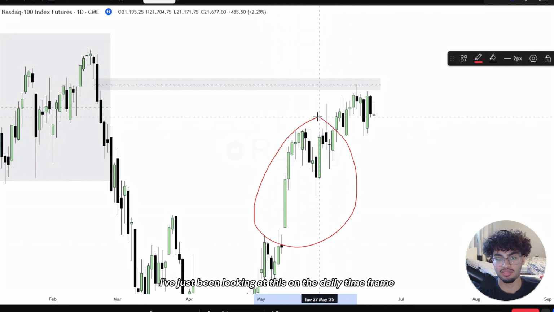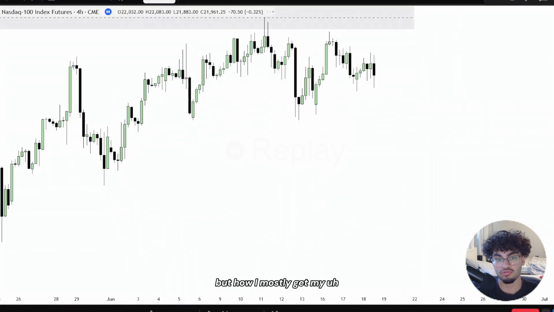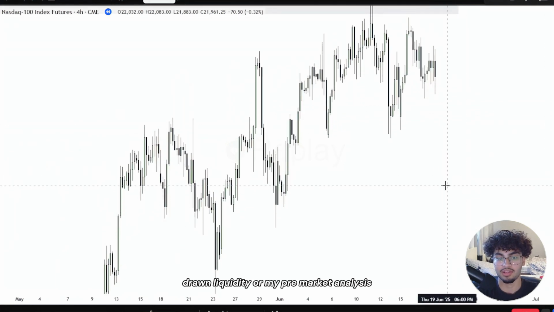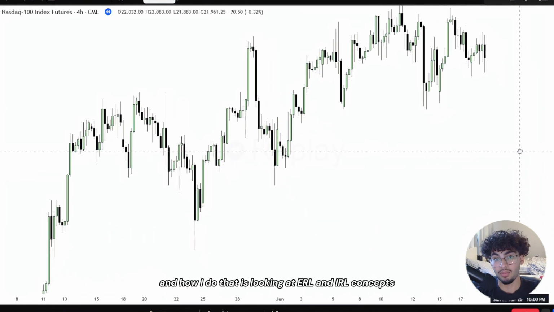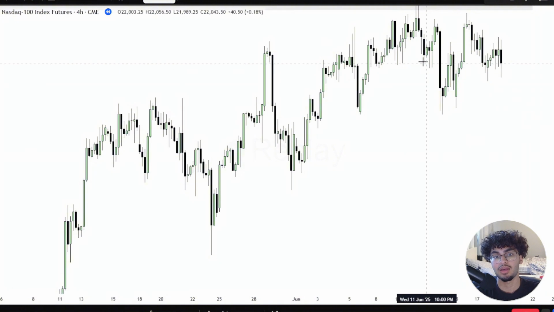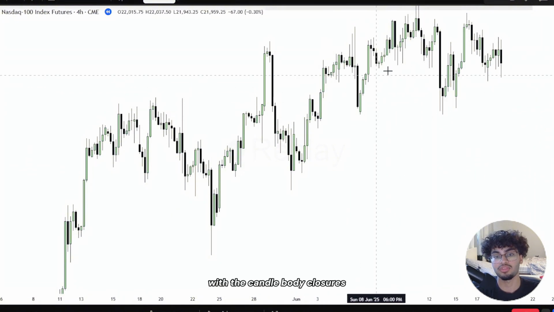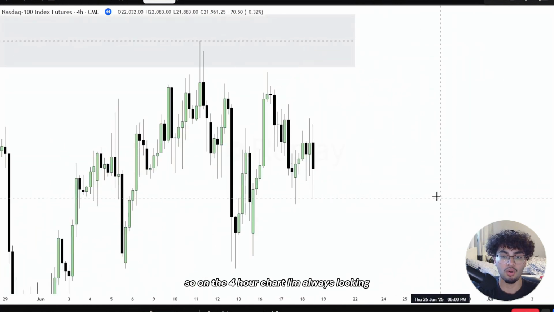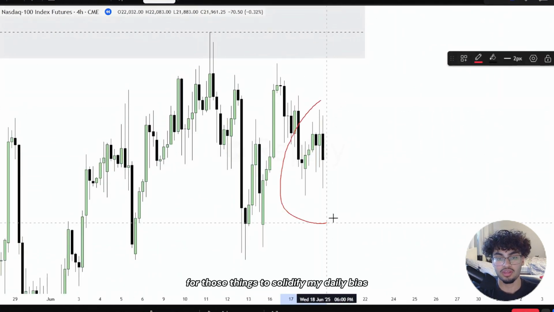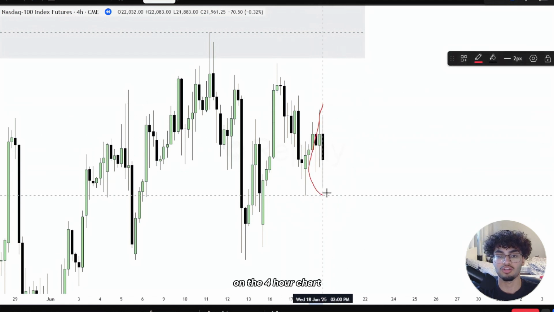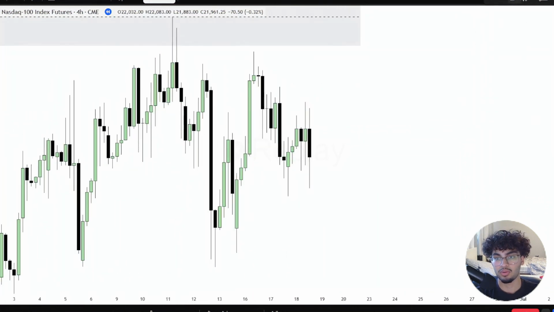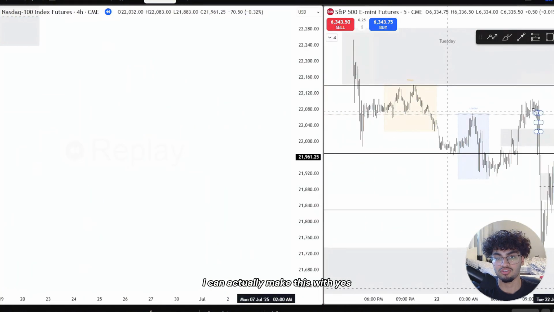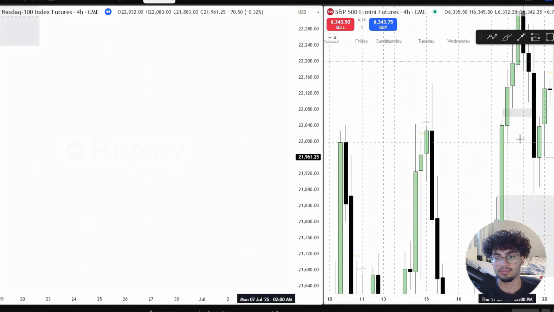Now, I've just been looking at this on the daily time frame, but how I mostly get my drawn liquidity or my pre-market analysis is looking on the 4-hour time frame or the 1-hour time frame. And how I do that is looking at ERL and IRL concepts paired with the institutional order flow concept with the candle body closures. So on the 4-hour chart, I'm always looking for those things to solidify my daily bias. On the 4-hour chart and the hourly chart is actually how I find my pre-market analysis. So we can clearly see a quick example right here. What would I be looking for? I can actually make this with ES so I can understand where we're actually at.